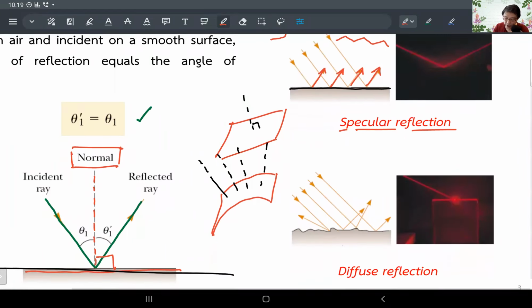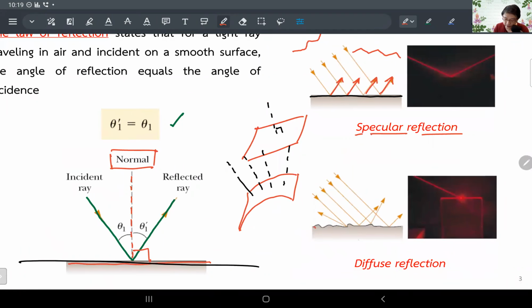On the other hand, if you have a very rough surface, everything goes crazy like this. Light still follows the law of reflection. However, because the surface looks really bad, the reflected rays go all over the place. In that case, you lose the information of the incoming light, so you won't see any reflection anymore. So you have a diffused reflection.